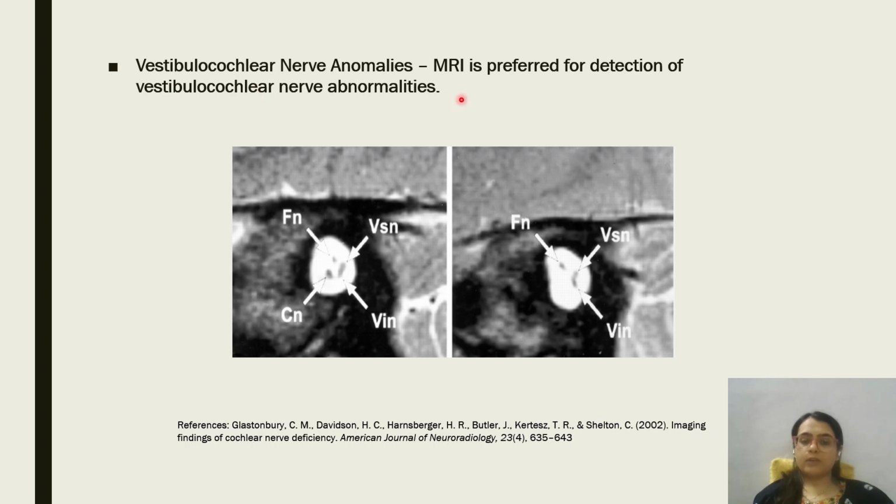Vestibulocochlear nerve anomalies may also be present with the above mentioned anomalies. For that, MRI is the preferred modality. We can see here this is the normal sagittal section, and here we can see the cochlear nerve is entirely absent.